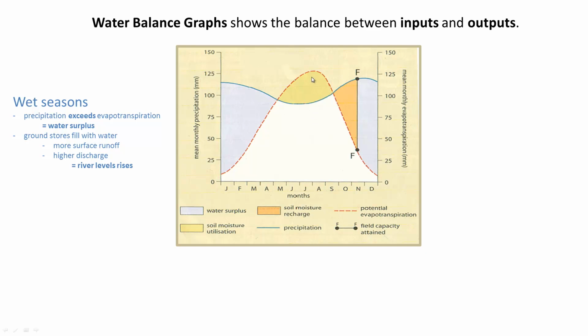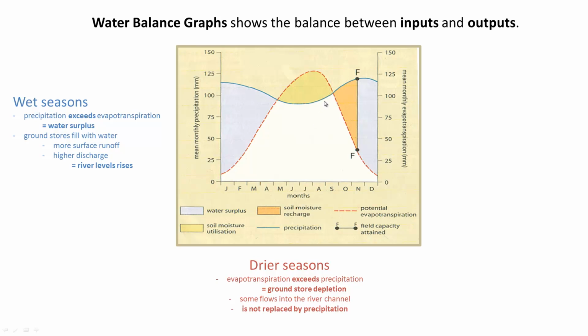Onto this region, here are the dry seasons, and evapotranspiration this time exceeds the precipitation line. This area here is the ground store depletion, or it says soil moisture utilization, but for AQA it's ground store depletion. Same thing, but it's better to use this term for AQA. Some of the flow goes into a river channel, however, it is not replaced by precipitation.